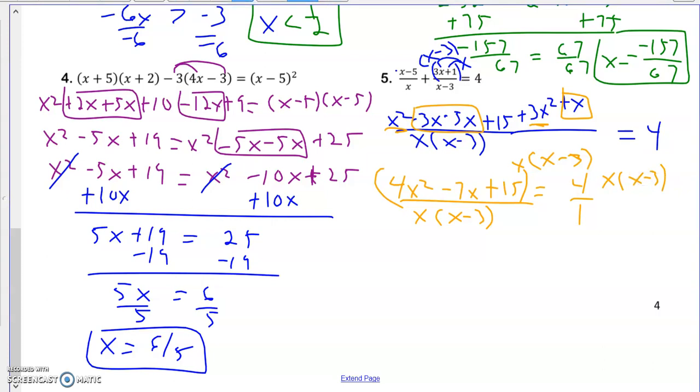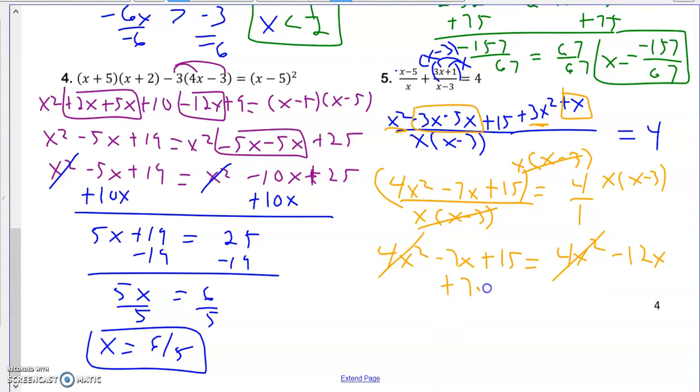So this is a 3. And this is a 3. So now this cancels out. So I'm just going to have 4x squared minus 7x plus 15 equals, and then I'm going to distribute. So I'm going to get 4x squared minus 12x. Again, the x squares need to cancel out. So now it's just a simple problem.